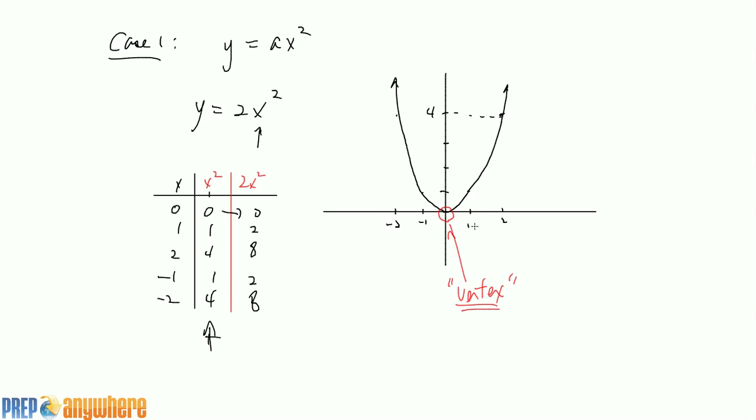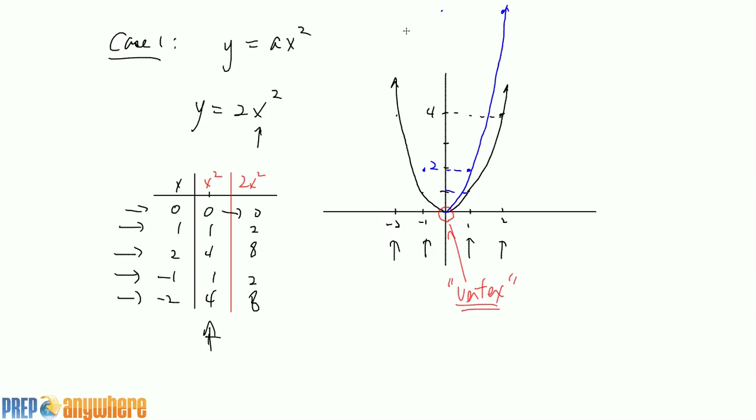So the x value does not change. Do you see that? Like it's still the same x values. So these x values don't change. What's going to happen is that the y value, instead of being 1, it's going to double. It's going to go up here. So instead of being 1, it's going to go up to 2. Instead of being 4, it's going to go up to 8. So the graph will get skinnier. Okay.